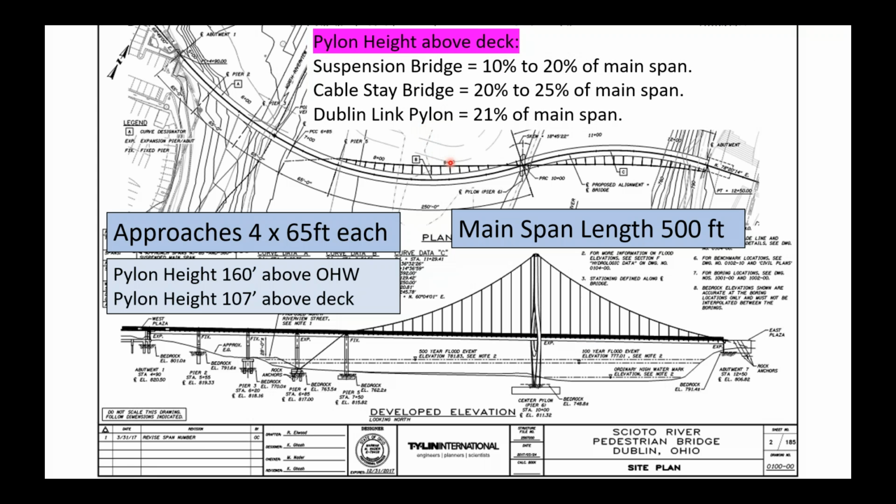Typical suspension bridges have a pylon height on the order of 10 to 20% of the main span. So again, here's one of these rules of thumb that they use in the early design of the bridge and the preliminary phases. Cable-stayed bridges, the pylons tend to be a little higher, maybe 20-25%. On our particular bridge, the pylon is, as I said, 107 feet above a 500-foot deck, which is 21% of the main span length. And so that's on the tall side for a suspension bridge.